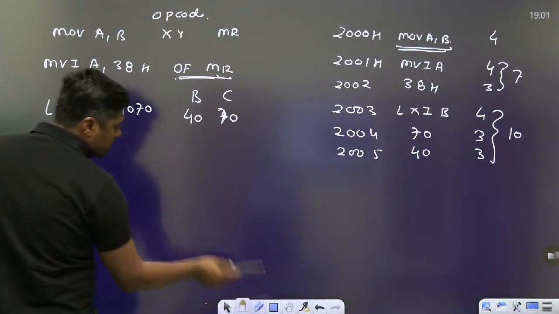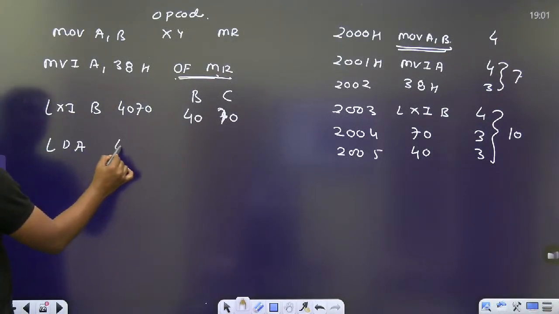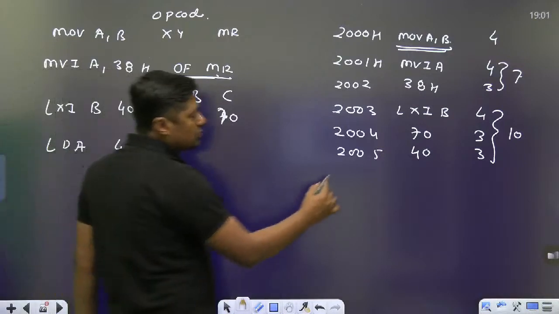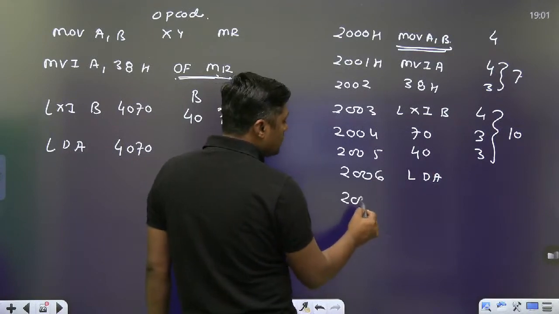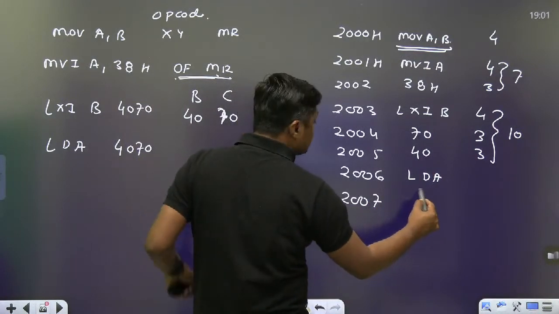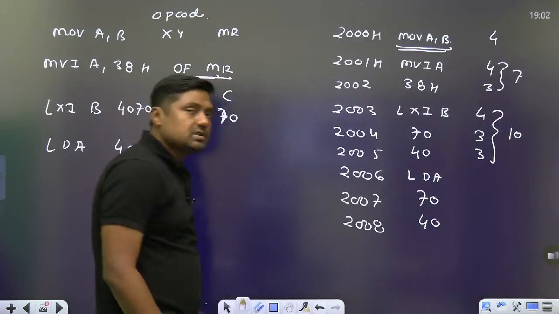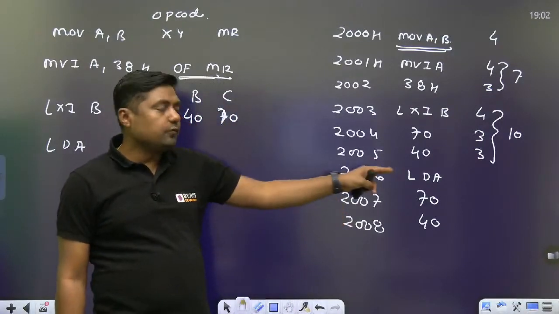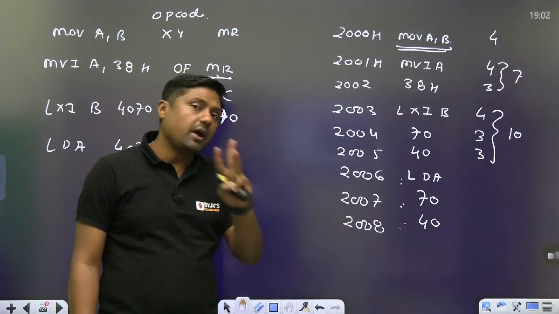Now, finally, I am writing the LDA 4070. What is the meaning of this? LDA 4070. So LDA is the opcode. It will take one location. In 2007, you have to write the lower order address 70. In 2008, you have to write the higher order address 40. How many bytes are required? Tell me, Deepak. In memory, we want to store this instruction: opcode, lower order, higher order. 1, 2, 3. A 3 byte instruction.